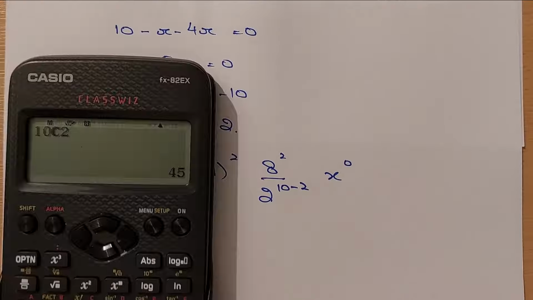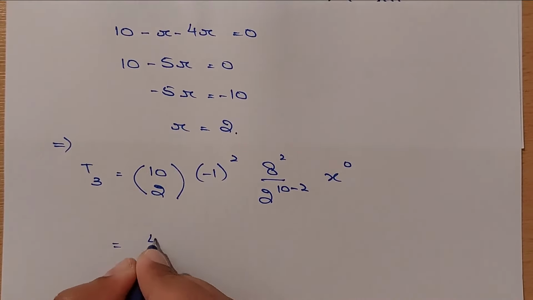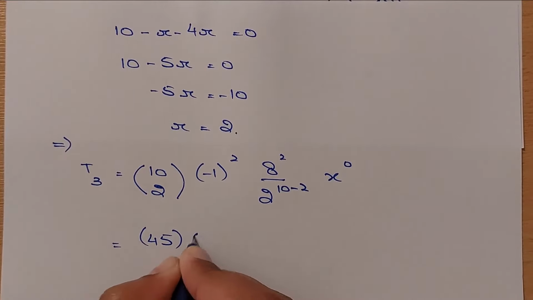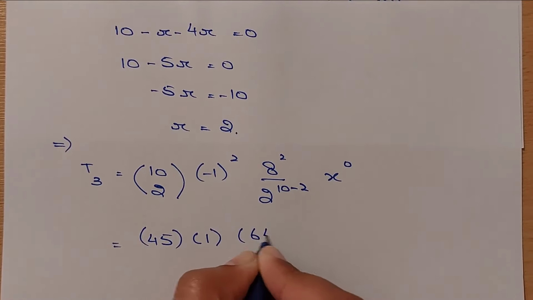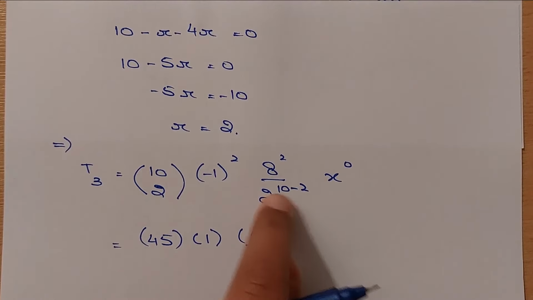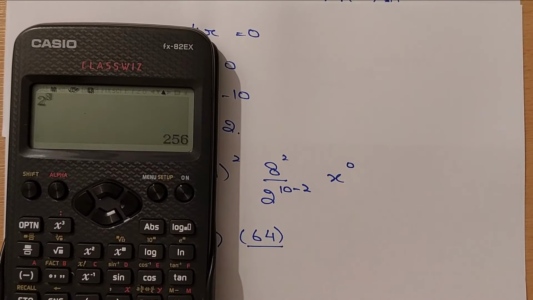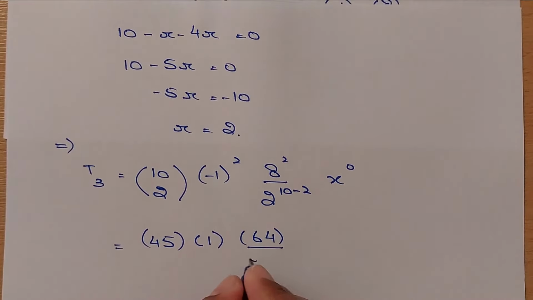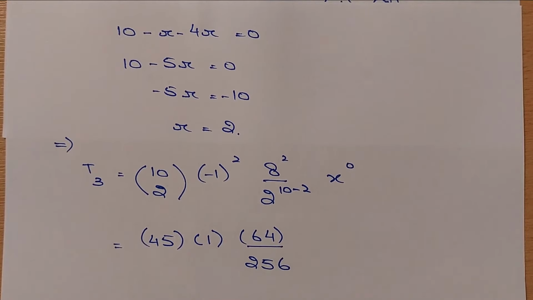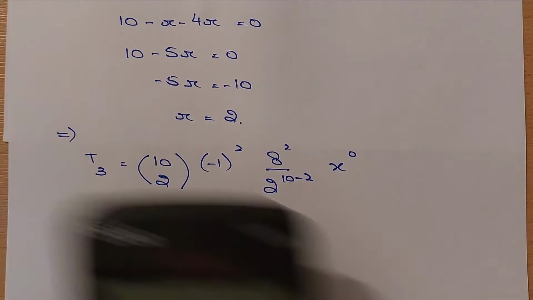10C2 is 45. So this equals 45. Minus 1 squared is 1. 8 squared is 64. Divided by 2 to the power of 10 minus 2, which is 8. So 2 exponent 8 is 256. Okay, now this is the simplification.